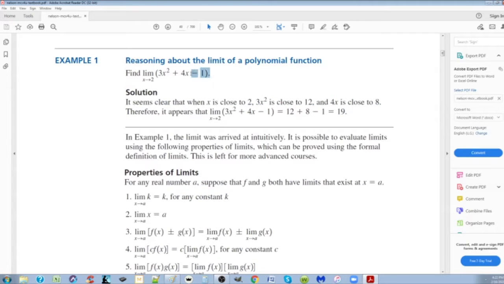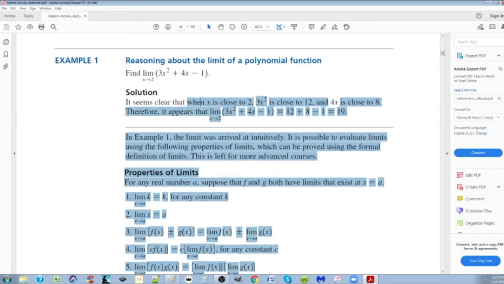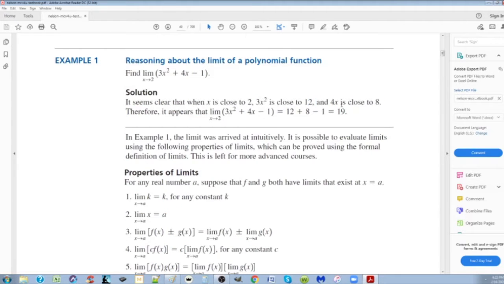And the reason it's doing this, because you're going to look at it and say, oh, this is kind of stupid, is just kind of teaching you to look at derivatives as separate when we break them down. We'll get to that soon enough. It seems clear that as x gets close to 2, we can see that 3x squared gets close to 12, 4x gets close to 8, and that the whole thing gets close to 19.